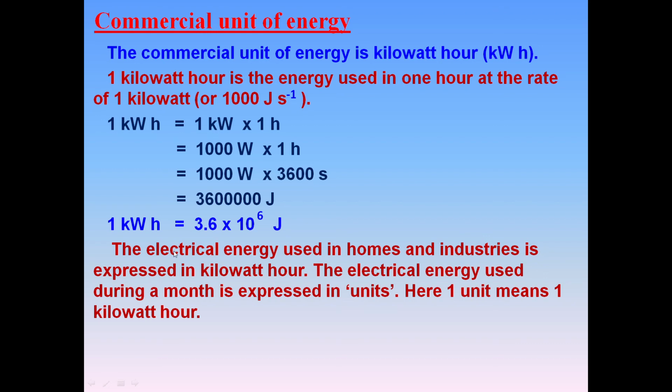Now the electrical energy used in homes and industries is always expressed in kilowatt hour, and the electrical energy used during a month is expressed in units. So it means 1 unit is equal to 1 kilowatt hour. So in common language, 1 kilowatt hour is also known as 1 unit.